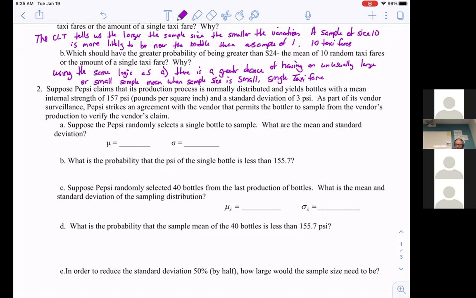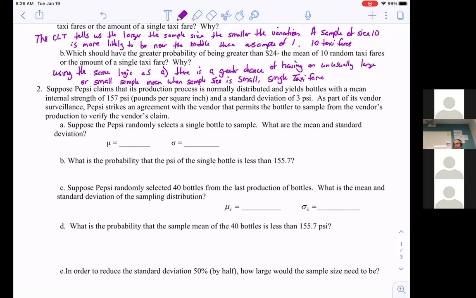Number 2. Suppose Pepsi claims that its production process is normally distributed and yields bottles with a mean of 157 pounds per square inch and a standard deviation of 3. As part of its vendor surveillance, Pepsi strikes an agreement with the vendor that permits the bottler to sample the vendor's production to verify the vendor's claim. So suppose we select a random bottle, 1 bottle. What are the mean and the standard deviation?